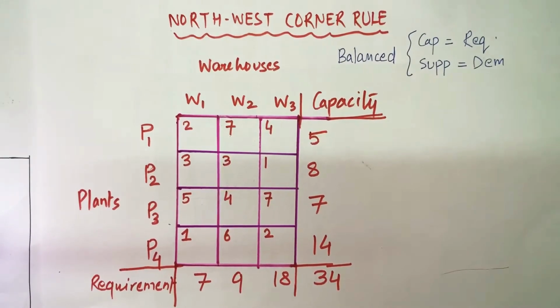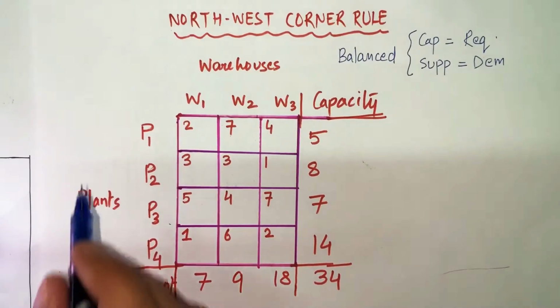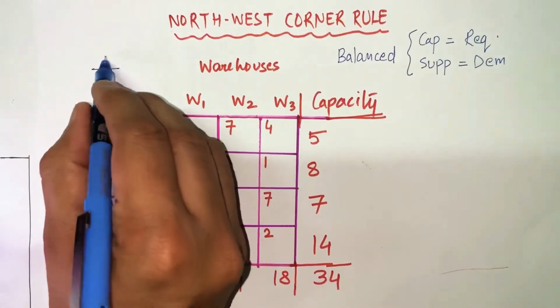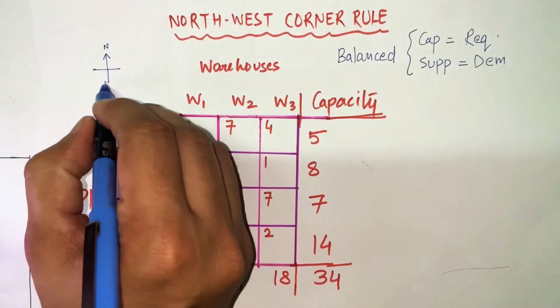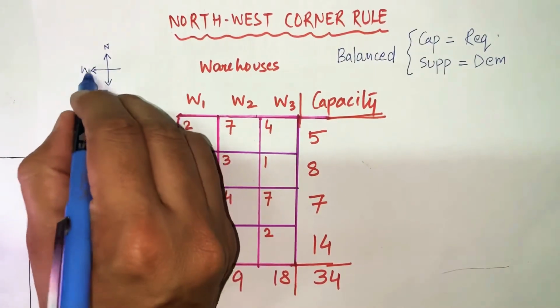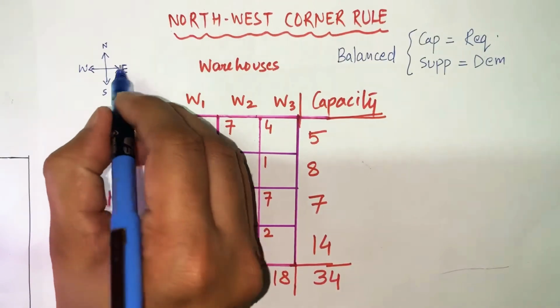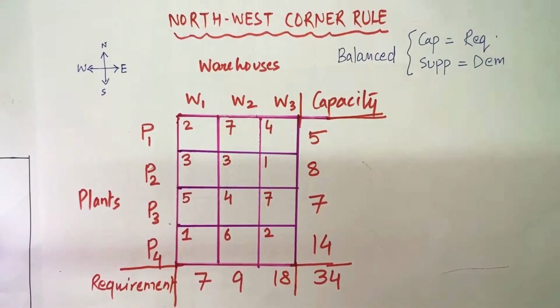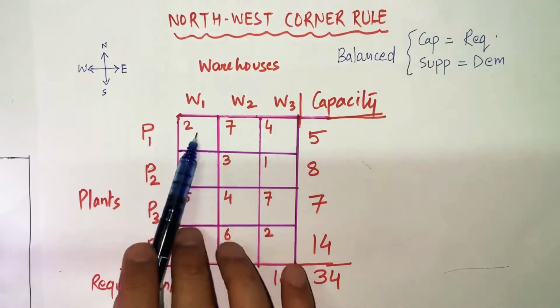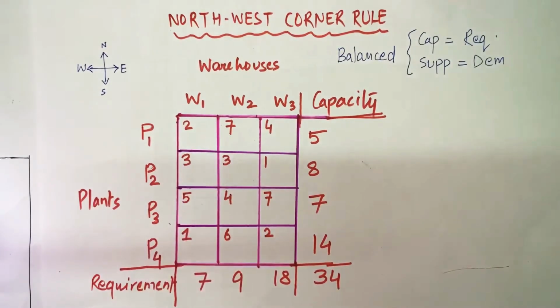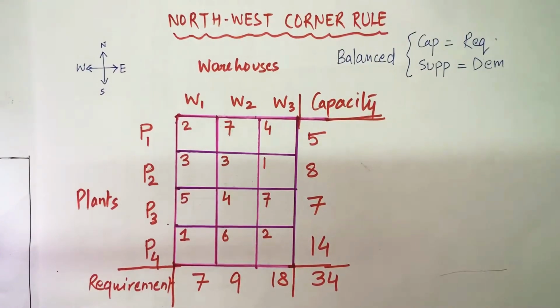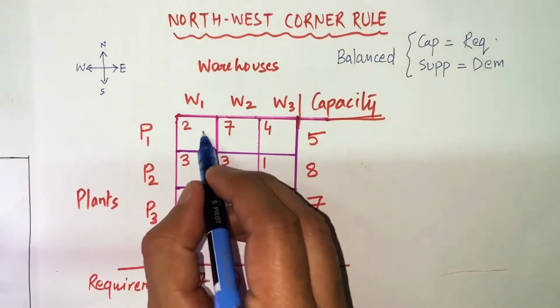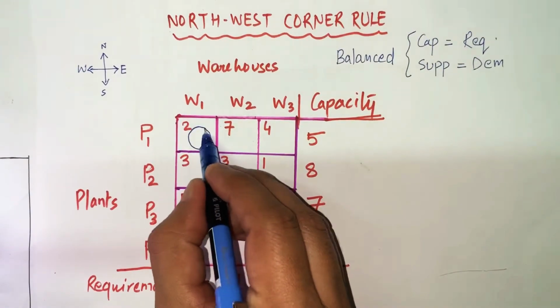So let's talk about this method. This is called the northwest corner rule. Why is it called the northwest corner rule? Because you already know the directions: east, west, north, south. We always start with the northwest corner of the table. That's why we call it the northwest corner rule. So let's start solving this problem. We always start with this cell, because it's in the northwest location of the table. So the first allocation is going to go here.